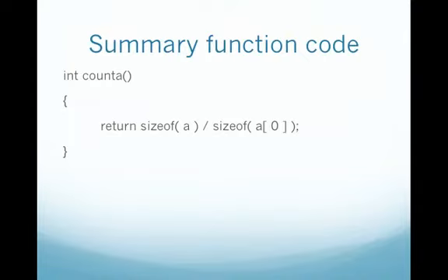And last but not least, we have an example of a summary function. Summary functions, if you recall, are supposed to return some type of information about the object. This summary function is returning the length or the size of the array. The way that we did this was we took the size of the element A and divided it by the size of the array to get the total amount of elements in the array.